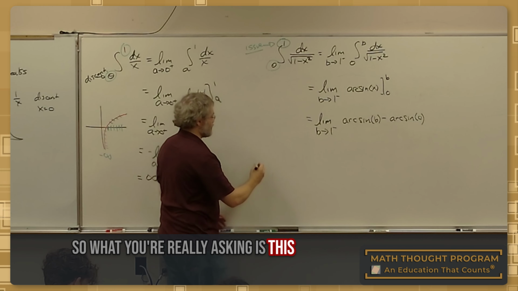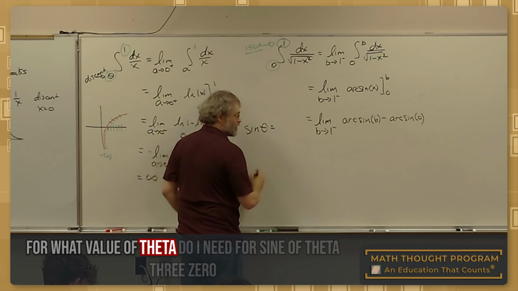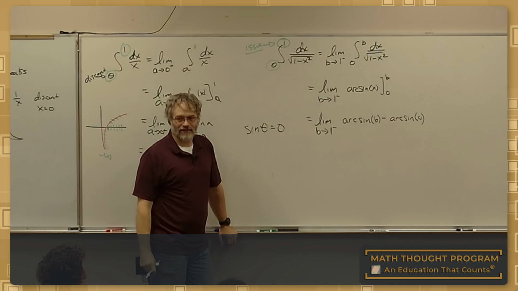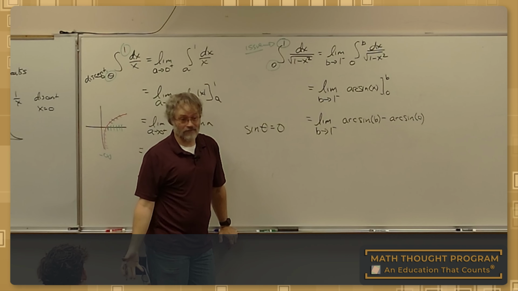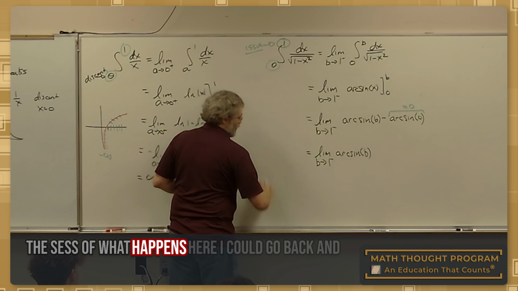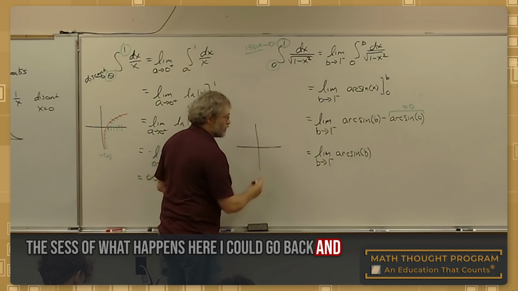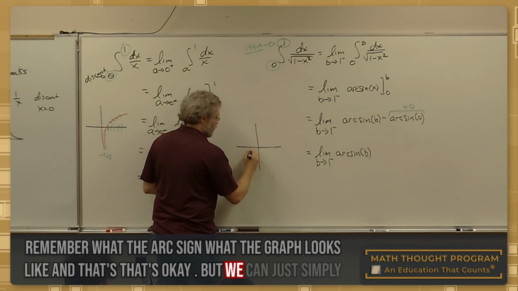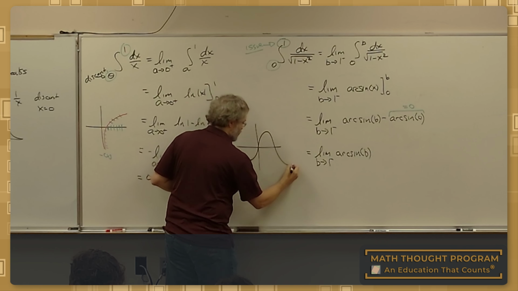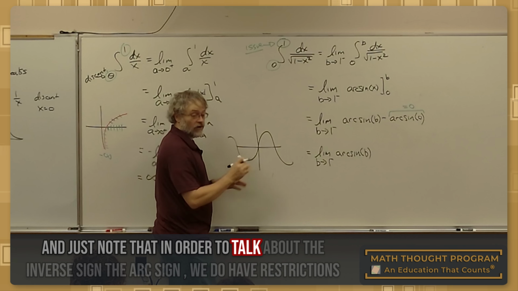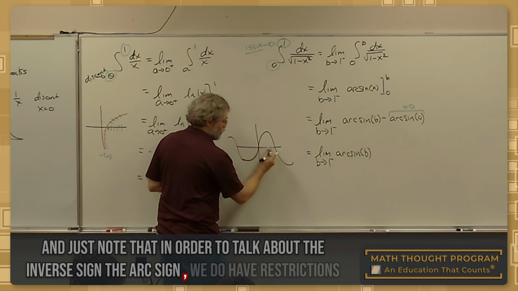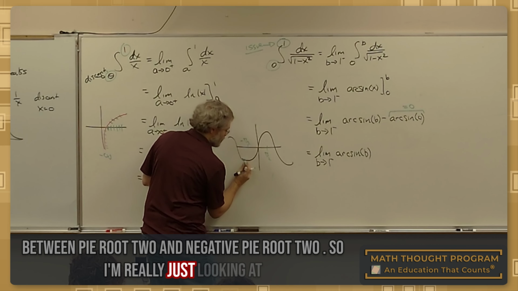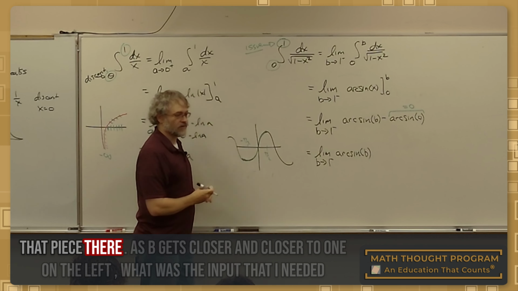So what you're really asking is this. For what value of theta do I need sine of theta to be 0? It's going to have to be 0. To assess what happens here, I could go back and remember what the arcsine graph looks like, and that's okay. But we can just simply look at what happens here with the sine graph. And just note that in order to talk about the inverse sine, the arcsine, we do have restrictions between pi over 2 and negative pi over 2. So I'm really just looking at that piece there.